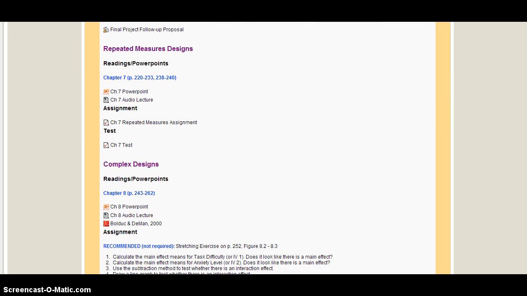In the repeated measures design for Chapter 8, you'll have one assignment that has 2 examples that you'll need to answer questions about.